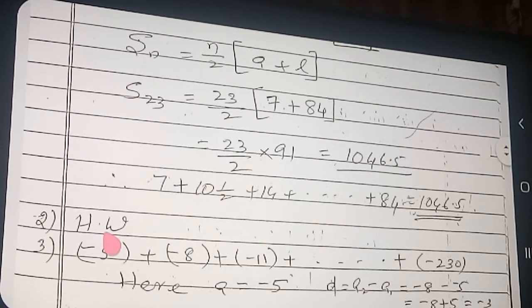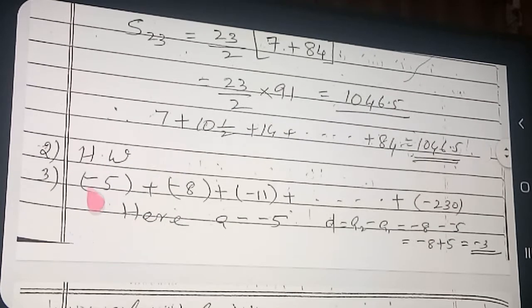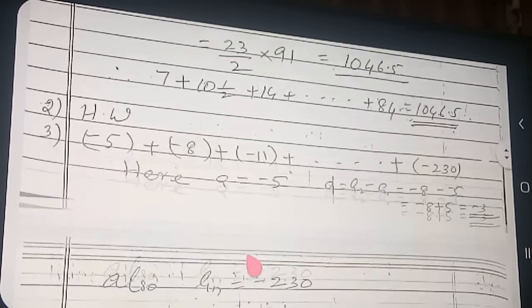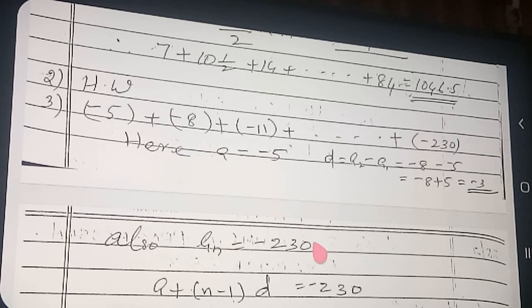And now the second question, the teacher has written as homework. And the third question, question number 5: minus 5 plus minus 8 plus minus 11 plus etc., up to minus 230. Here also, first term A, how much? Minus 5. And what is A2 minus A1? A2 is minus 8 minus minus 5, so minus 8 plus 5, that is equal to minus 3. Now, what is the value of An? Minus 230.